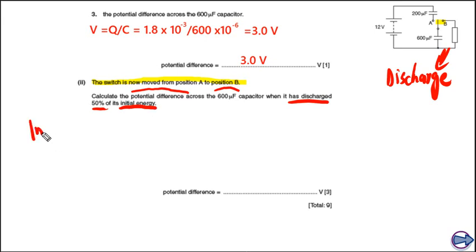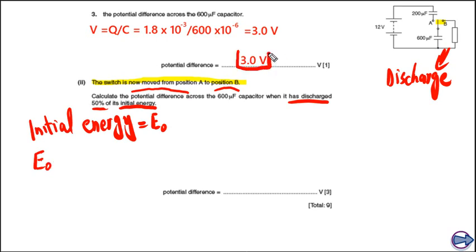So we can say its initial energy is equal to E naught. And E naught we can also calculate because we have the value of the potential difference across the 600 microfarad capacitor. So energy is equal to 1 half C V squared. We can also replace V with its value, which is 3. So this is the initial energy.